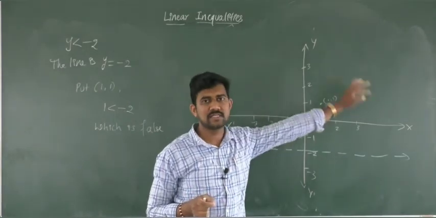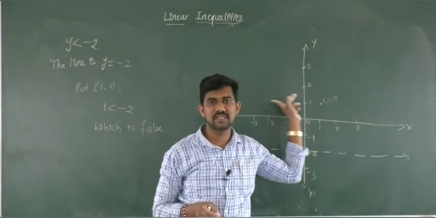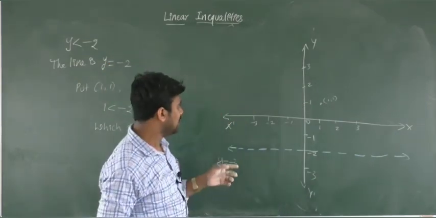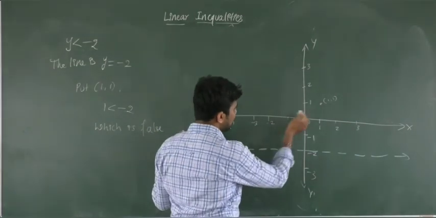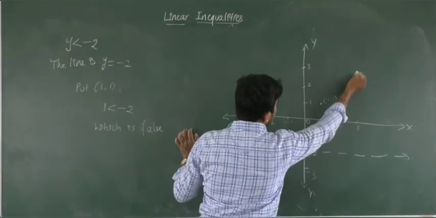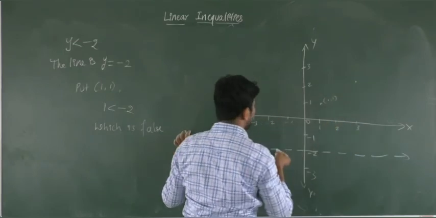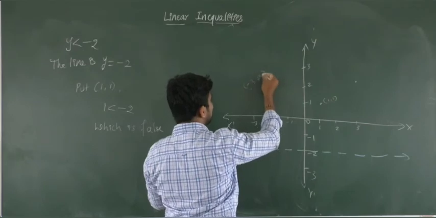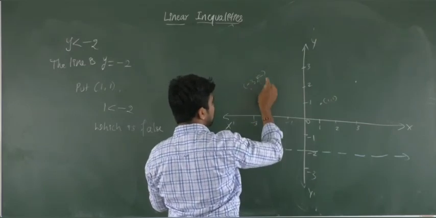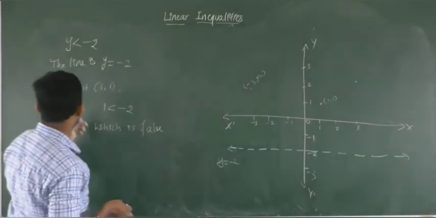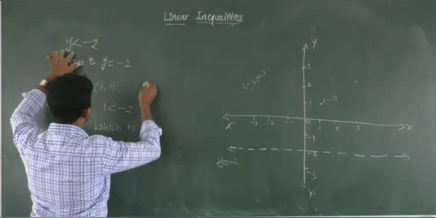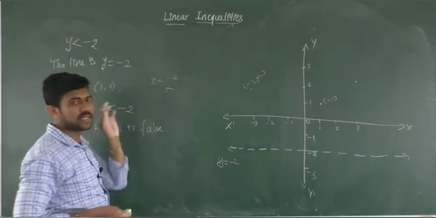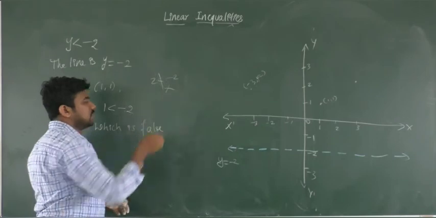Any arbitrary point you can consider, not only this point, you can check by considering any other point and you can get the conclusion. Take any random point, 3 comma 12, or any negative x also you can consider, minus 3 comma minus 2, or minus 3 comma plus 2. You can observe here y is 2, 2 less than minus 2, false, 2 is greater than minus 2, which is not true.